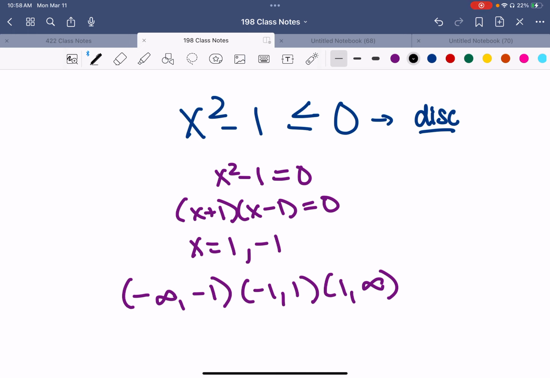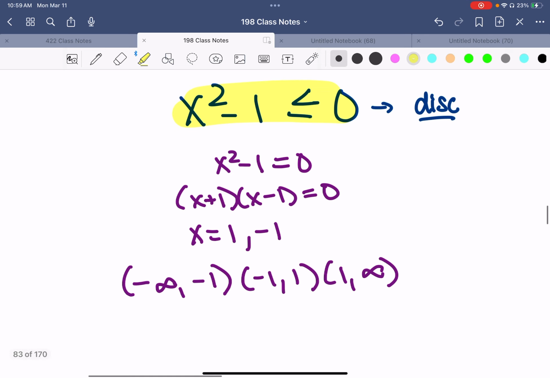From negative infinity to negative 1, I'm going to plug in negative 3. I'm plugging that into this inequality right here. Plugging negative 3 in for my x, negative 3 squared is 9. Minus 1 is 8. That is not less than or equal to 0, and therefore it fails this inequality. And this inequality means discontinuous. So if it's not true, that means that we are actually continuous on this interval.